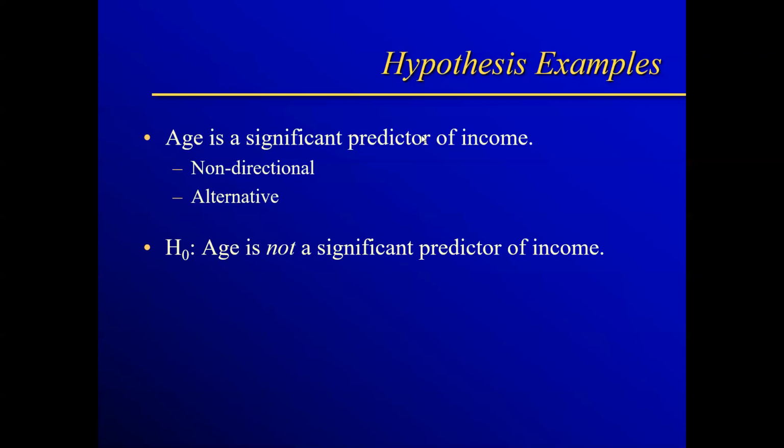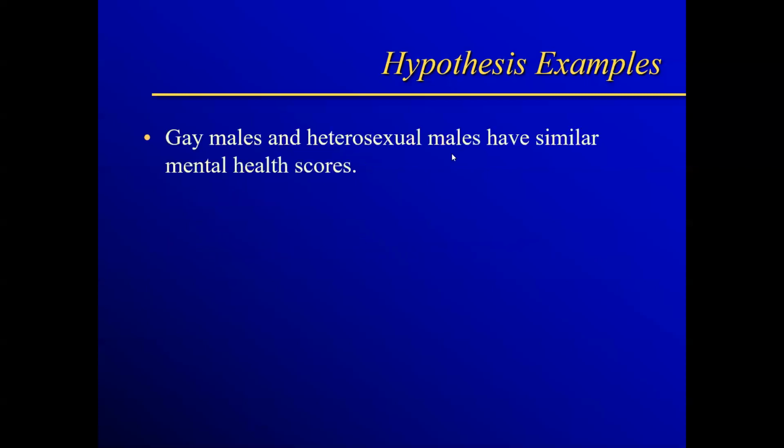We have the alternative: they are related. The null: they're not related, or they're not a significant predictor. Whatever language we use in the alternative, you can just say not. Make sure it's grammatically correct. You might have to use some other version of not, but that's what the null is. It's just, they're not related. All right, let's do another one. In the direct chat, tell me if it's directional or non-directional, and if it's a null versus alternative. Gay males and heterosexual males have similar mental health scores.